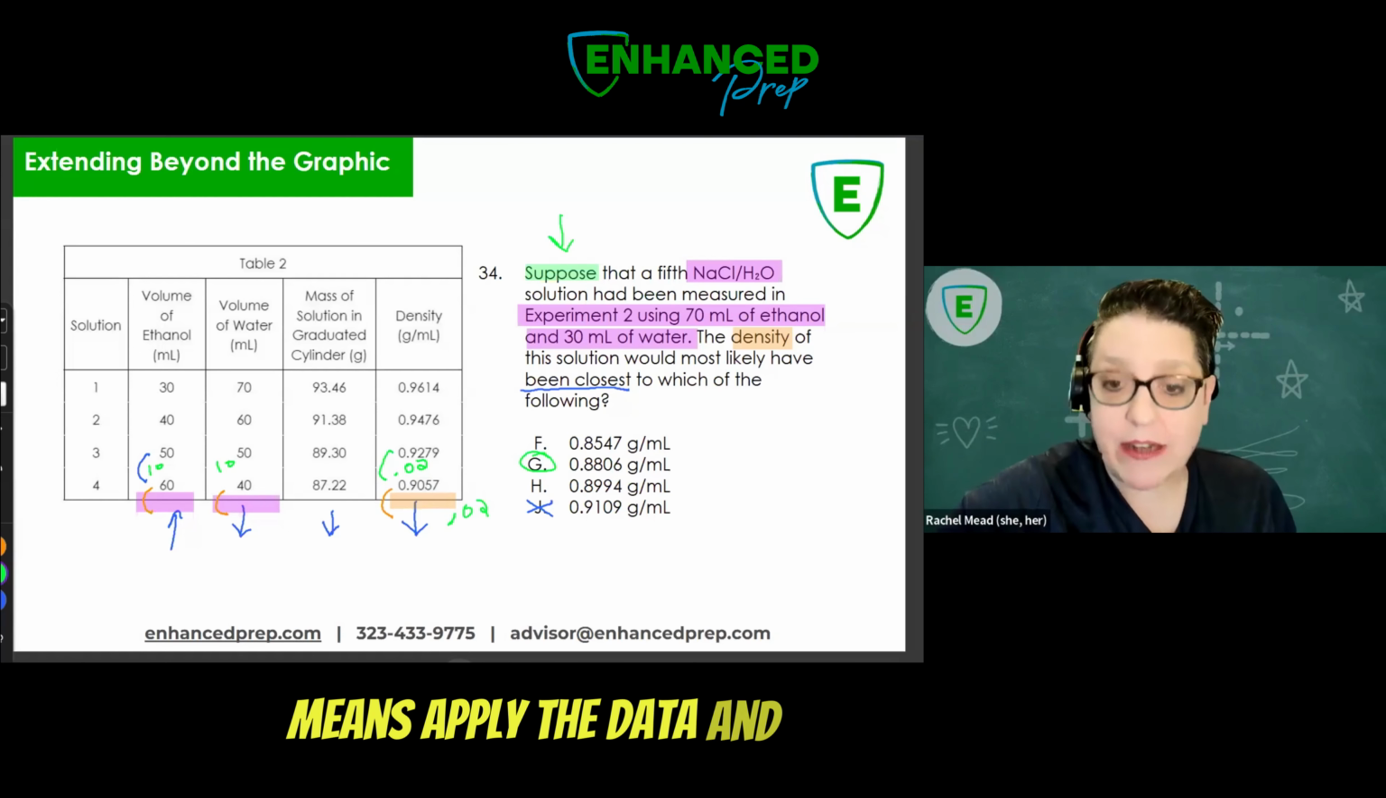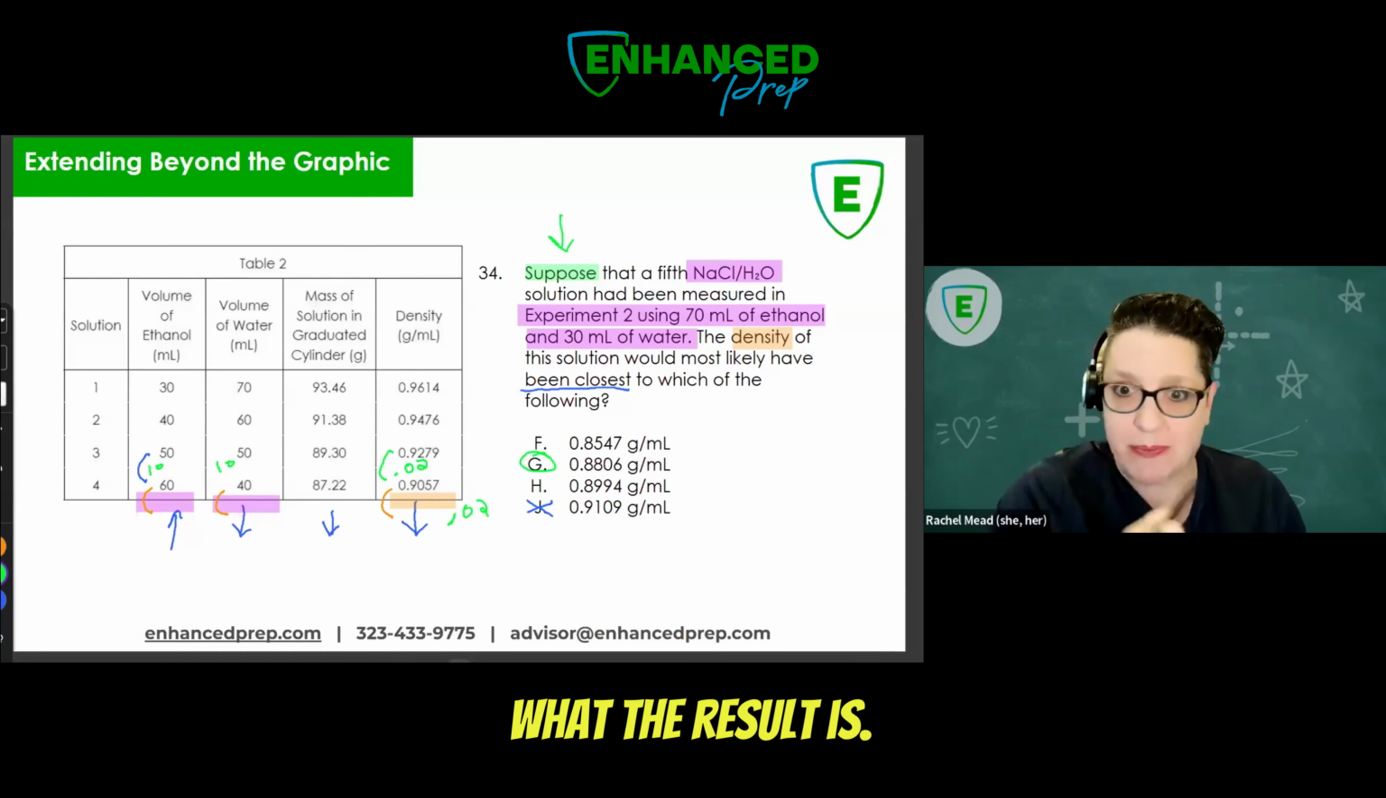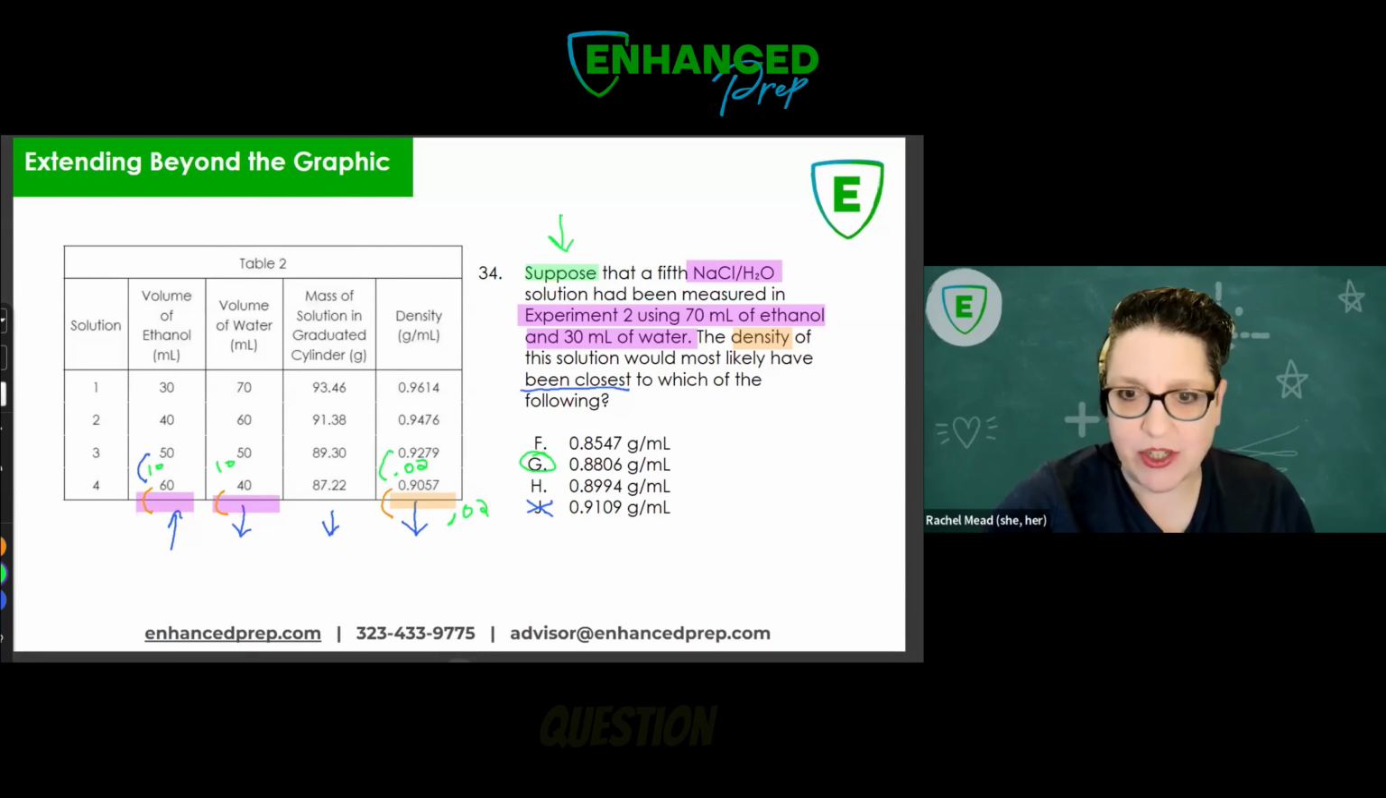So again, that suppose, or the other word the test writers use here is consider, means apply the data and the trends that we're seeing in our table and predict what the result is. Should be very fast questions for you once you recognize the phrasing in the question itself.